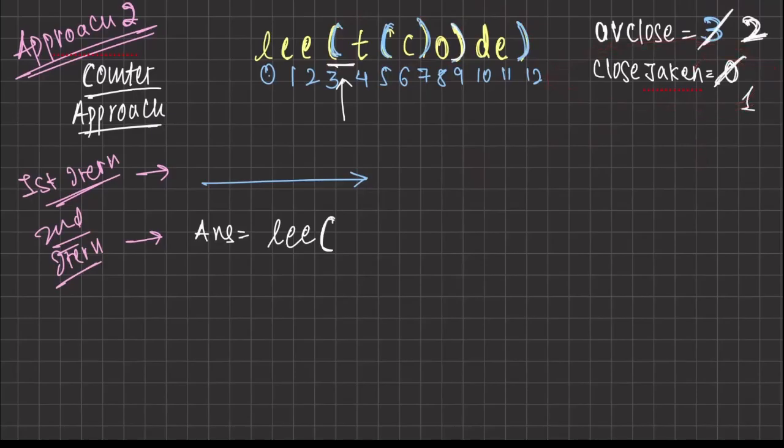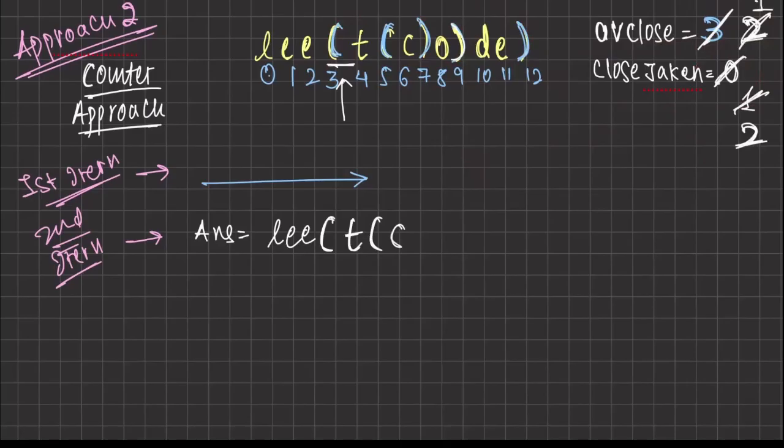So T will come as it is, as we said, a lowercase English character, just add it as it is. Now again a closing parenthesis comes. We will again ask, is any closing parenthesis available? We will say yes, two are available. So let's make it one and increment close taken, because one close is taken and one is reduced. Now only one is available, so we have reduced two. So we will just add it here. Now C will come as it is.